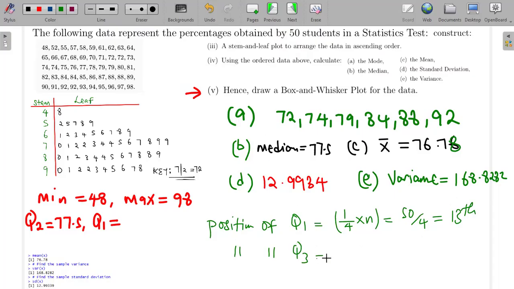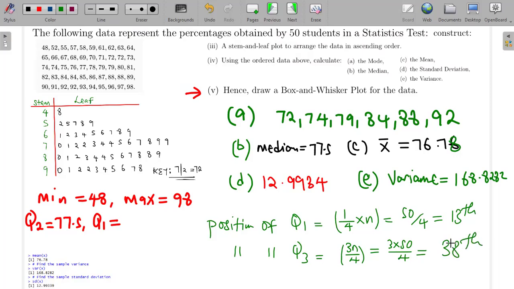The position of Q2 we've already found, so the position of Q3 will just be 3n divided by 4. So that would be 3 multiplied by 50 divided by 4. So that gives me 37.5. So you always round it off. So that would be the 38th position.